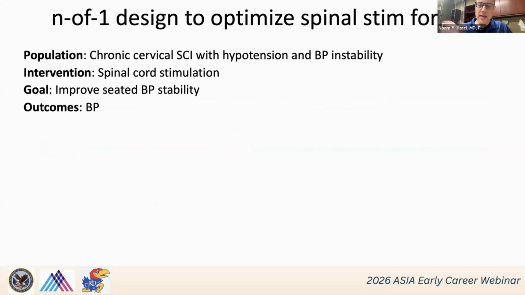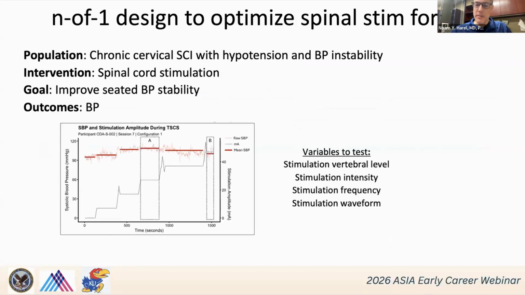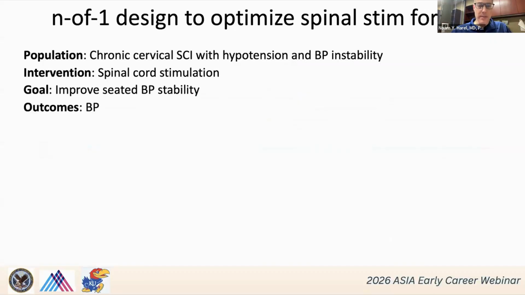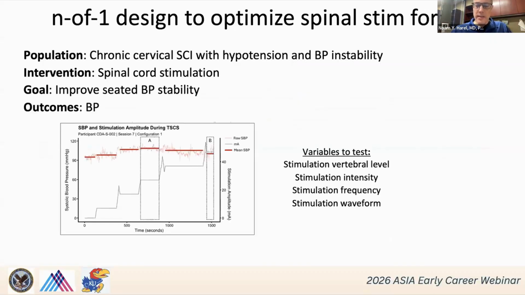We have another study that Tommy and Jake have been a part of, where spinal cord stimulation is being used to optimize blood pressure stability in people with chronic cervical SCI. And again, anytime you do spinal cord stimulation, there are a lot of factors that need to be tested. So they've taken a similar approach to which level, which intensity, which frequency of spinal cord stimulation has various effects on the systolic blood pressure. And again, Professor Weir is going to show this diagram in slightly more detail in a little bit.